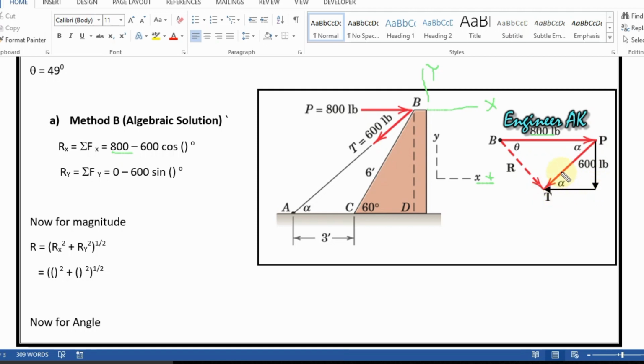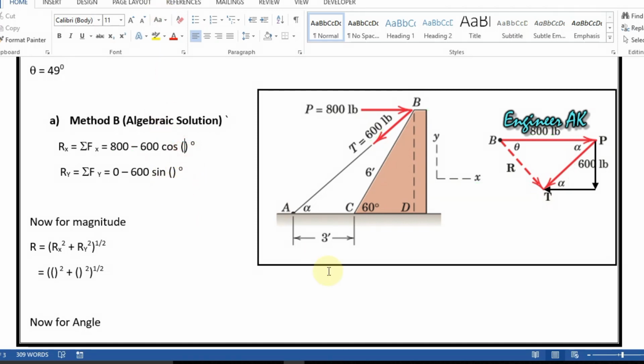So here you can see that it is this component. If I talk about the component in the x direction, it is making an angle of alpha, and it is in the negative x-axis, right? So that's why I have put the negative sign here. We also know that this component is 600 pounds, so it becomes 600 cos of alpha, and alpha we have already found, that was 40.9. So let's plug in the values.